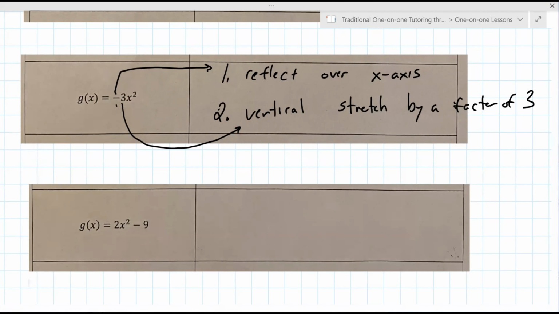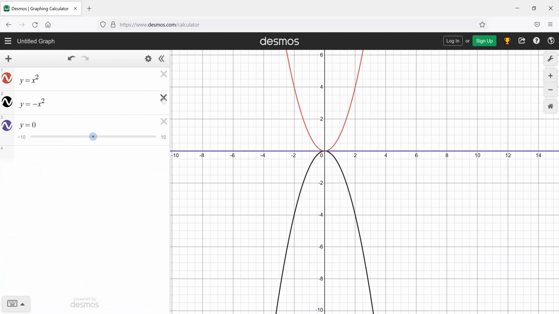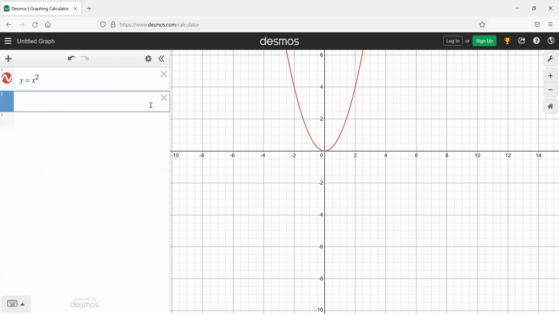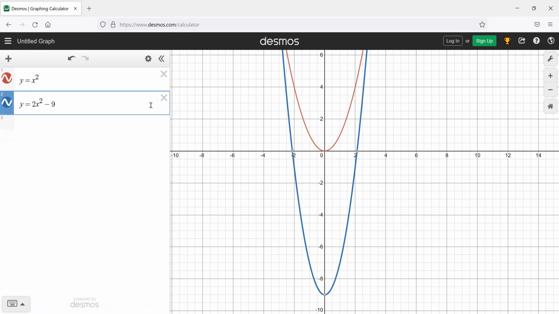I'm going to go back to the online calculator here. It's free. It's just desmos.com. If you type in calculator, it'll show you the calculator in the website. You've got to use this one up here, desmos.com/calculator.